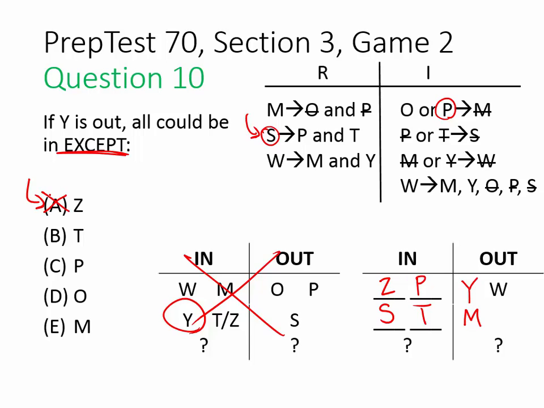Notice we've already done a lot of the work for ourselves here, so let's look at the rest of our answer choices. If Y is out, T could be in, P could be in. O we didn't place in this game, notice. And O in this particular situation was a floater. You'll notice that at the very end here, because we had P in, it forced M out, right? But O could have been placed right here, and all that would have done is reconfirm the fact that M is out. So O could be in, M cannot be in. And that answers this question.